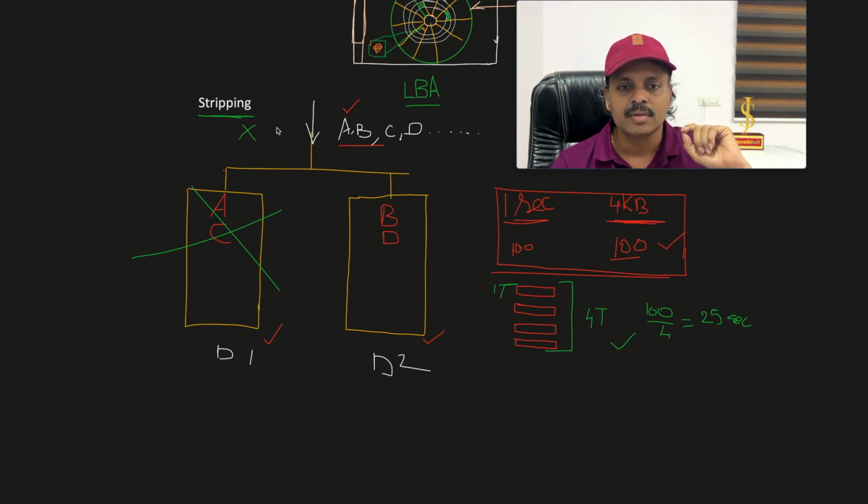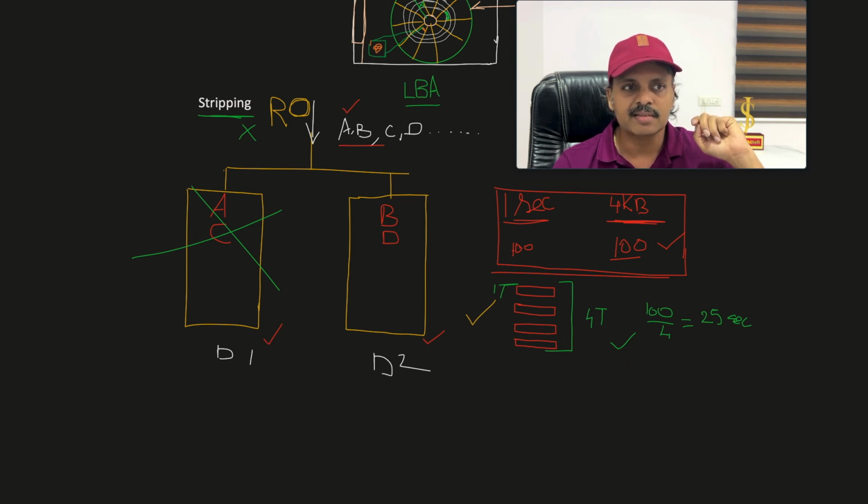This striping technology we call RAID 0. The 0 represents no redundancy. But performance wise, it is top performance. No other RAID level can beat RAID 0's performance. Reads and writes will be top performance because there is no overhead of mirroring or anything else. Is that clear? You got it, right?